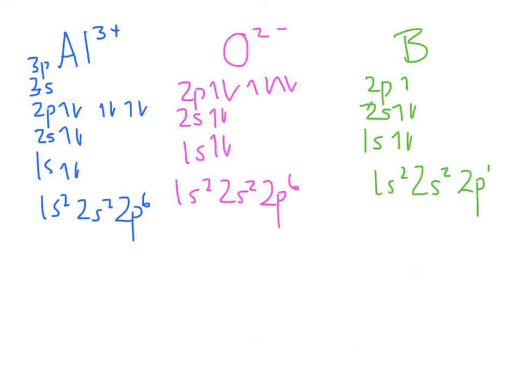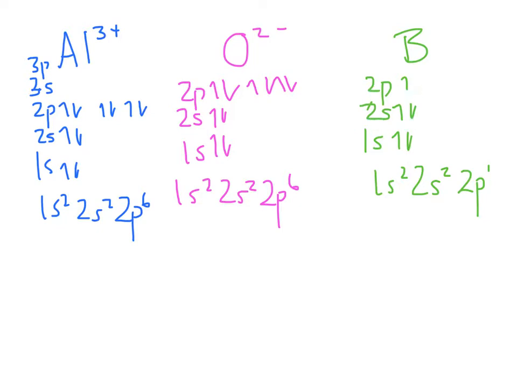Taking a look at aluminium, aluminium is 3+ here. Normally aluminium would have 13 electrons, but it's lost 3 of them, so again it's going to have the electron structure of neon. Same is true of oxide. Oxygen normally has 8, it's gained 2 electrons, so it's going to look exactly like neon as well. Boron over here is the 5th element, so it's 1s2, 2s2, 2p1.